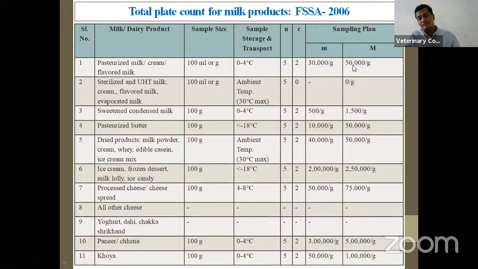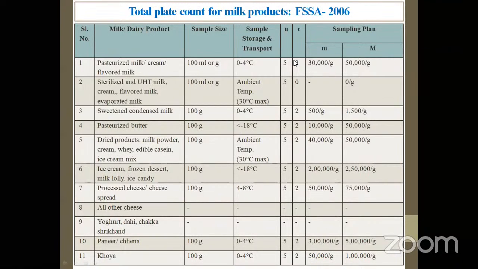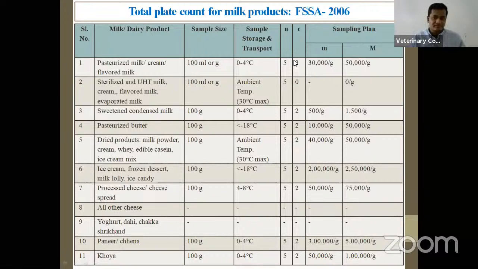All the samples are below capital M, 50,000, not an issue. So how many are between 30,000 and 50,000? 2 samples are there between 30,000 and 50,000. Permitted. Is it clear? So this is what we call NCMM, the 3-class sampling plan for spoilage organisms in milk. These are hygiene indicators.